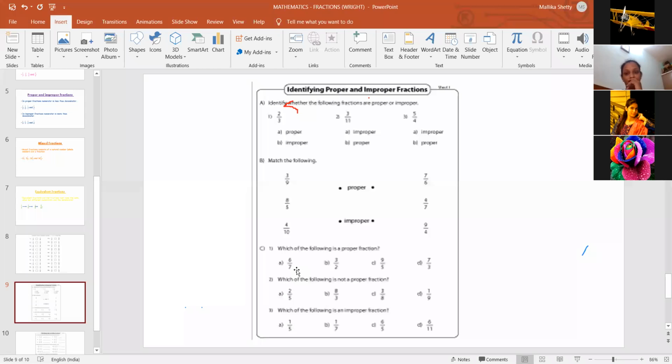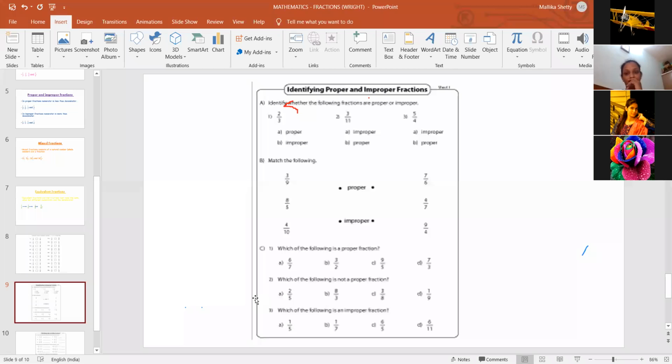Come on, with Aisha, even y'all can answer. 3/2. Proper, improper? Improper. 9/5. Improper. 7/3. Improper. 6/11. Proper. What about 7/6?